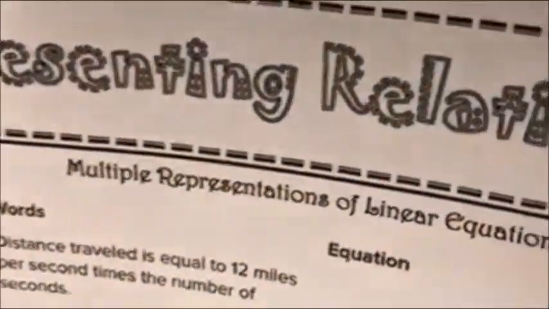On page 79, you're going to glue in representing relationships. This one is slightly different than the other one. It has the multiple representations of linear equations at the top of the page. That goes on page 79. You're going to leave page 80 blank.